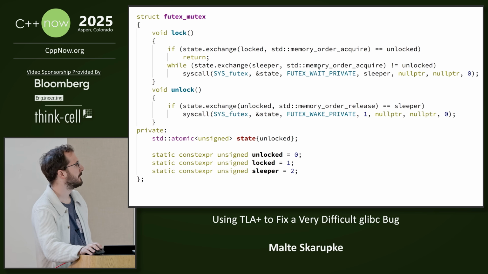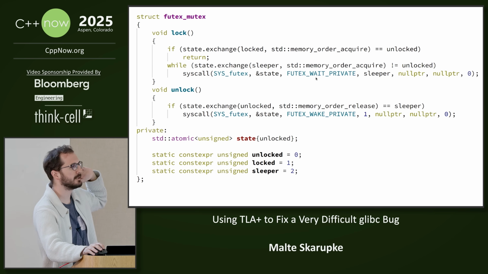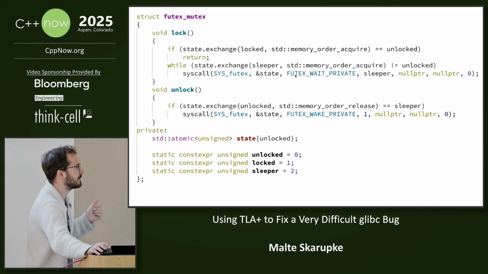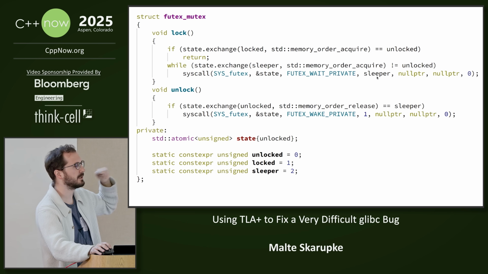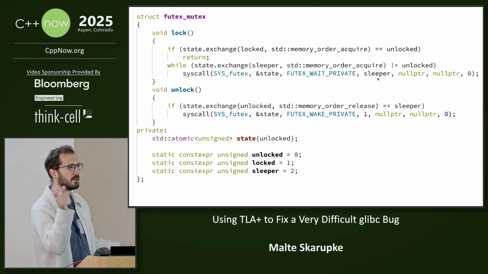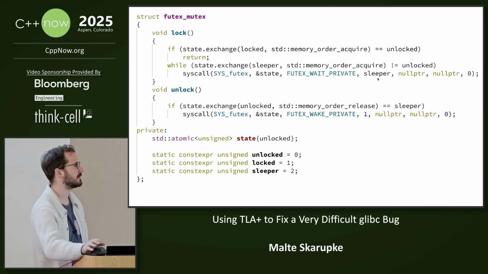Then after we exchange it, we call futex wait. There's two actual arguments that we pass in: the state and sleeper. So this is a compare and wait. What it's going to do is dereference the pointer that we pass in, and if the value behind the pointer is equal to what I pass in here, then it's going to put my thread to sleep. It's going to do that atomically. It's going to atomically compare and put my thread to sleep.